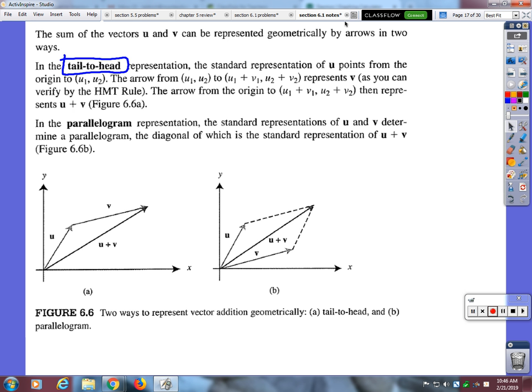Okay? And so that's why they have this little parallelogram here. It doesn't matter whether I go this one and then that one, or if I go this one and then that one. Either way, the thing that I'm going to get is going to be the same.